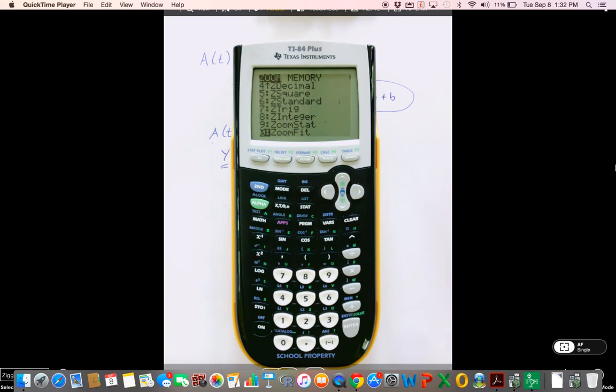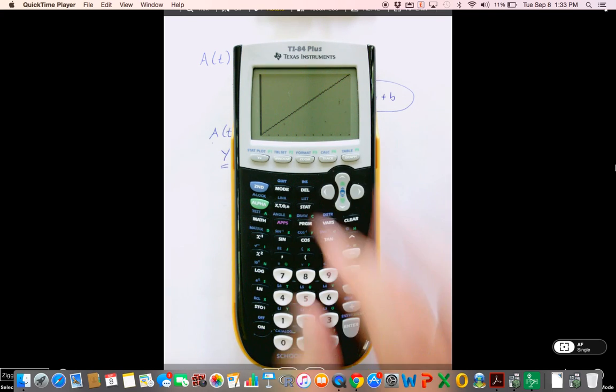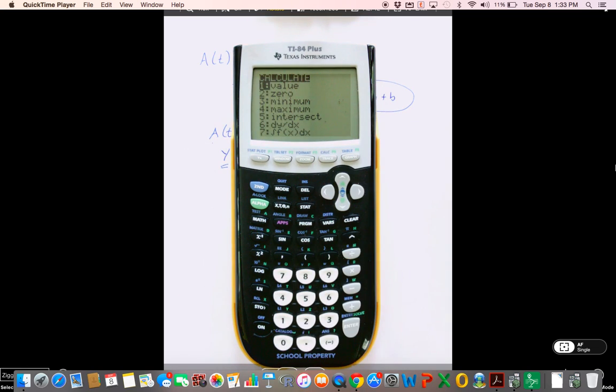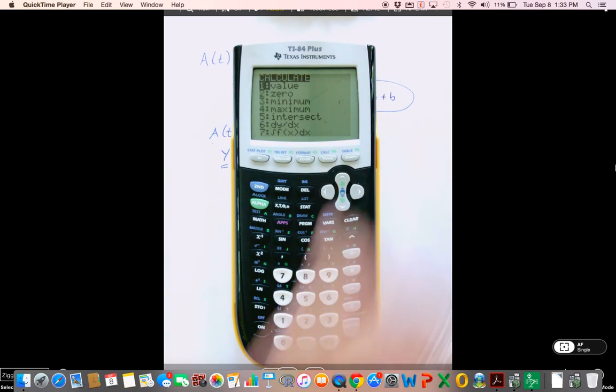So guys, hit enter, and it's going to give us our graph. Now let's go second function, calc. Let's go value after half a year. Look familiar? Let's say we want to see what we'll have after 7 years.